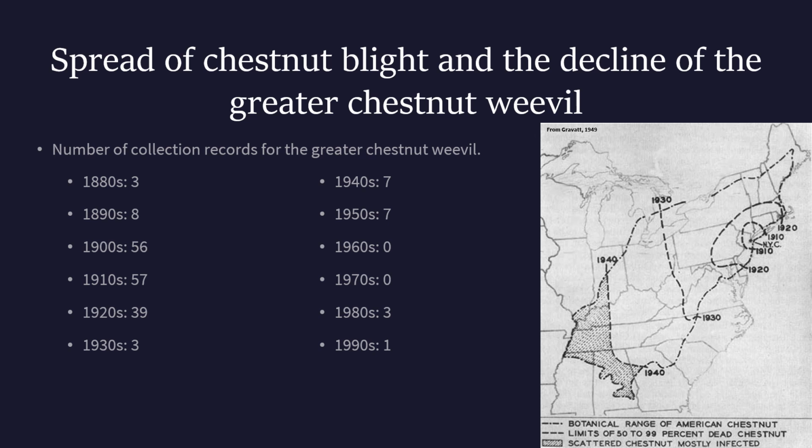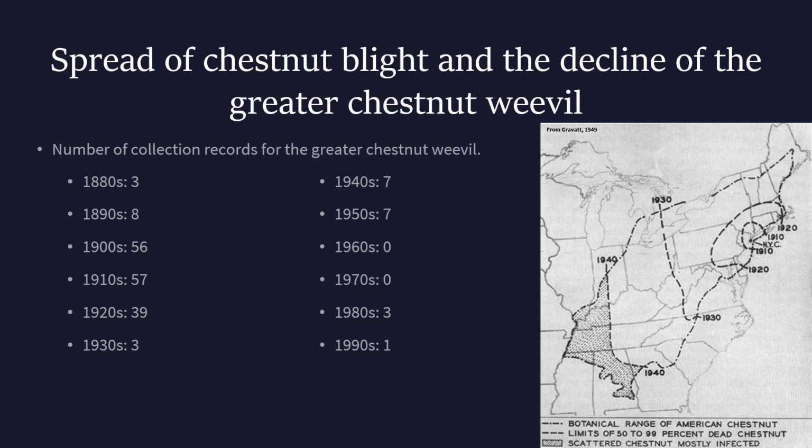This figure from Gravatt, dated 1949, illustrates the spread of chestnut blight throughout the natural range of the American chestnut. The key shows that the dot-dash line is the natural range of the American chestnut. The dashed line indicates the limits at which 50% to 99% of the chestnut trees have succumbed to the blight, and the shaded area indicates the remaining area in which the trees are mostly infected.